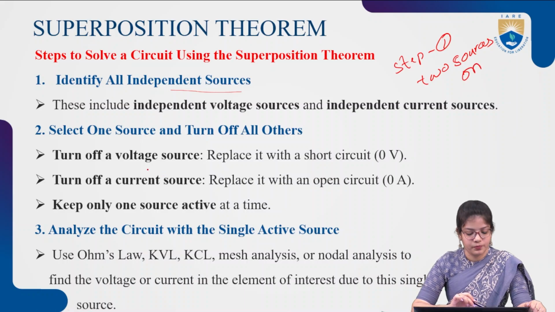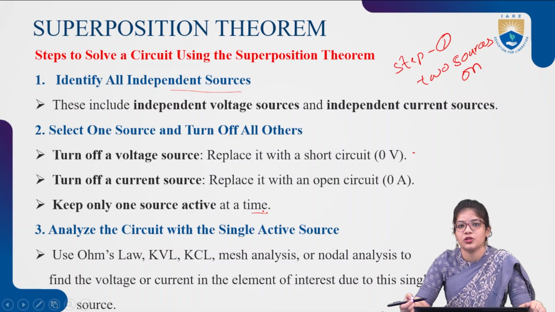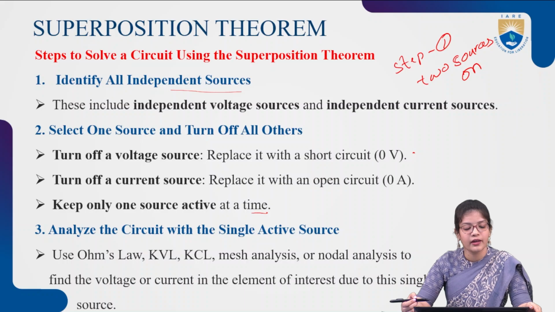In the next step, turn off a voltage source by replacing it with a short circuit. If it is a voltage source, we replace it with a short circuit where the voltage becomes 0. If it is a current source, replace it with an open circuit where the current becomes 0. Keep only one source active at a time. While solving, all the other sources should be short circuited if they are voltage sources, and open circuited if they are current sources.